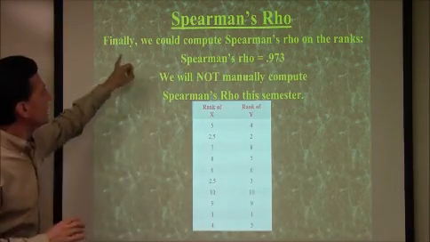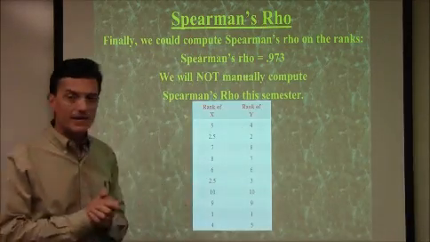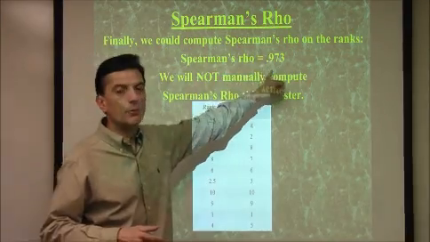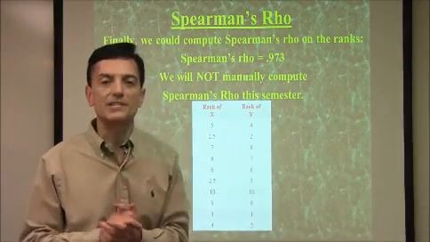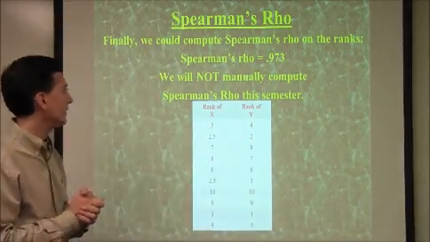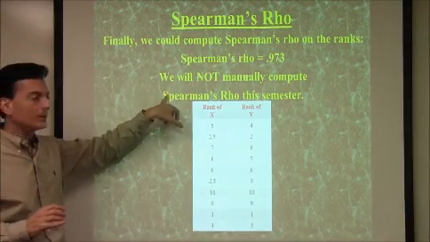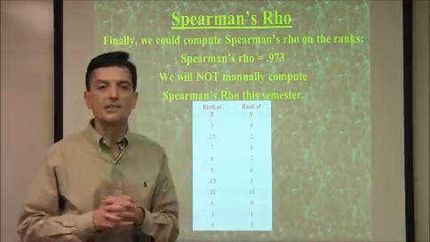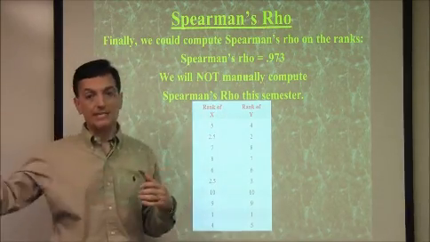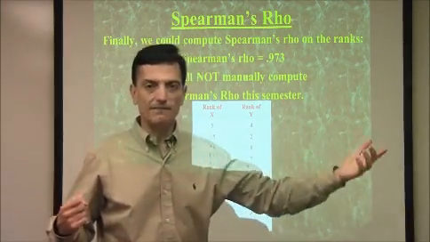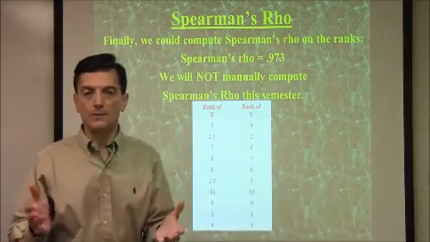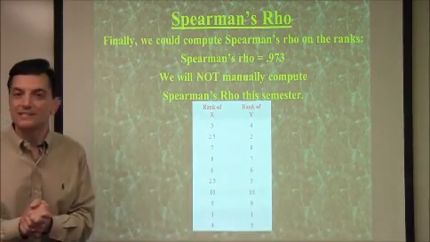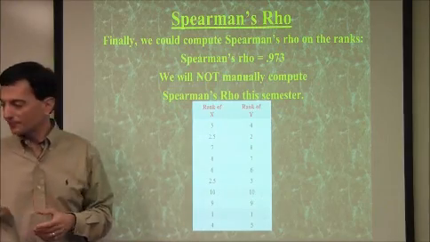All right, finally, we can compute Spearman's Rho on the ranks, okay, once we have the ranks for each of our variables, and this would turn out to be 0.973 if we were to do this inside of SPSS, for example. Okay? And we're not going to manually compute Spearman's Rho this semester, but we can have the computer do that for us, and we might see that we have a strong negative value or that we have a strong positive value, but now we have a non-parametric computation of the statistic, in this case on ordinal scales.